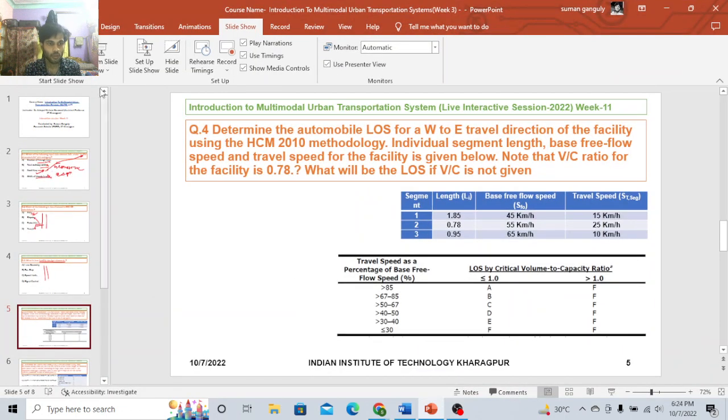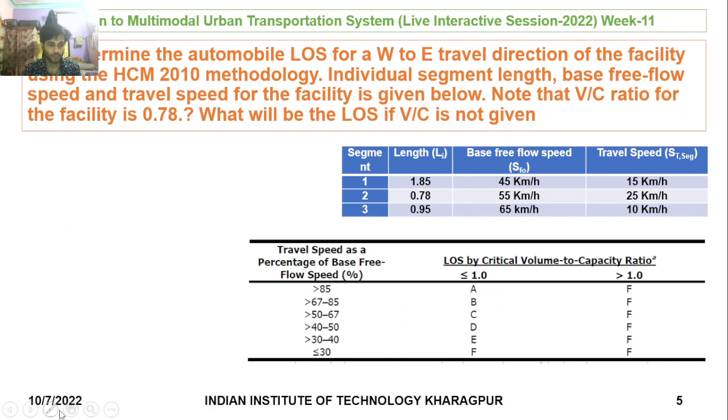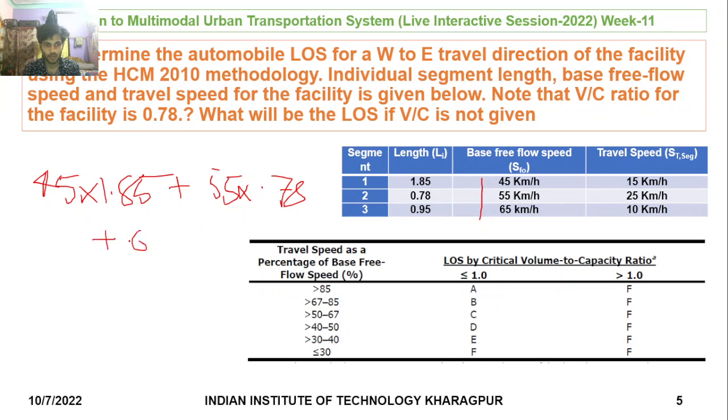You do not want to respond. So how to calculate this: 45 into 1.85 plus 55 into the length 0.78 plus 65 into 0.95, total divided by 1.85 plus 0.78 plus 0.95. So total is 3.58.